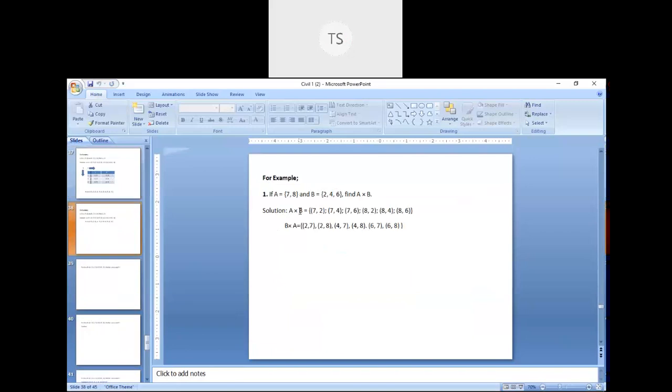So, we are doing this one. That A cross B, how many elements are there? 1, 2, 3, 4, 5 and 6. Now, in set A, how many elements are there? 2 elements. In set B, how many elements are there? 3. So what is the product of 2 and 3? It is 6. Now let's verify whether A cross B has 6 elements or not.